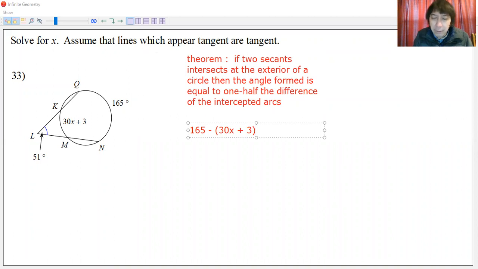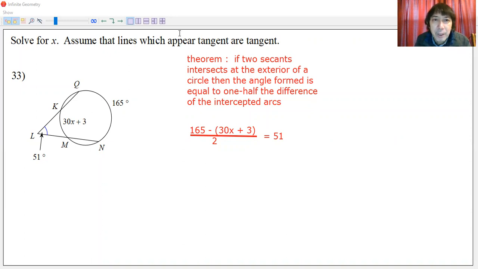Now, if you divide this by 2, this will be equal to 51. So this is equal to the angle at the exterior. This is our working equation. So solve for x first. That's the requirement.